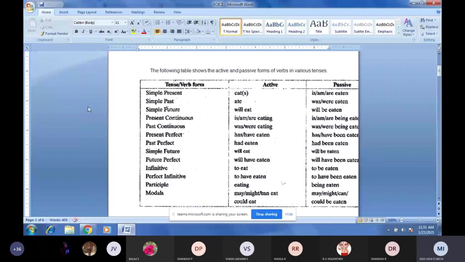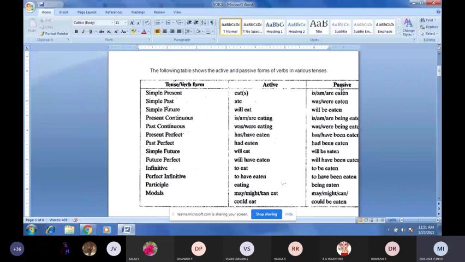If the sentence is in simple present tense, eat is a verb, so it may be in a passive form: is, am, or are eaten. How can I decide, sir, whether it is is, am, or are? It depends upon the number of the object. If the number of the object is singular, you will go with is eaten. If the number of the object is plural, are eaten.